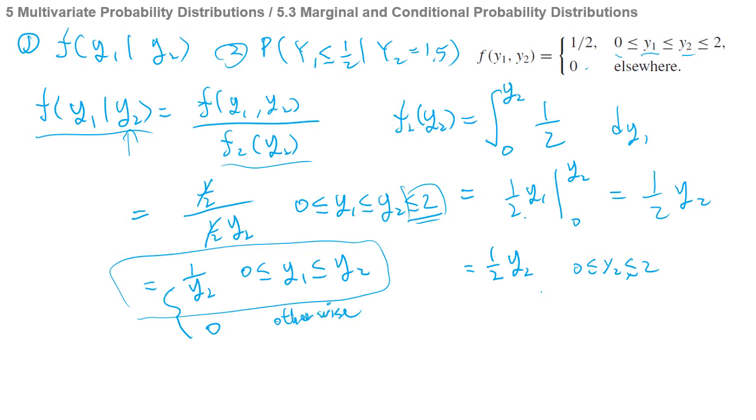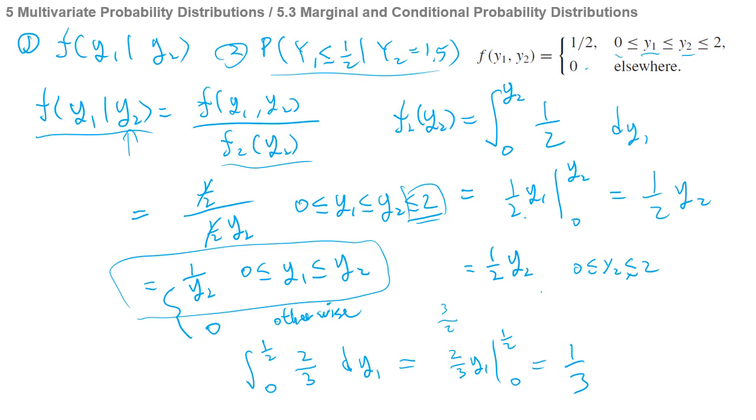And for the probability of this thing, for y1 it is from 0 to 1 over 2, and we set y2 equals 1.5, which is 3 over 2, so the density is 2 over 3, dy1, which is 2 over 3 y1 from 0 to 1 over 2, which is 1 over 3. Okay, so 1 over 3 is the probability.